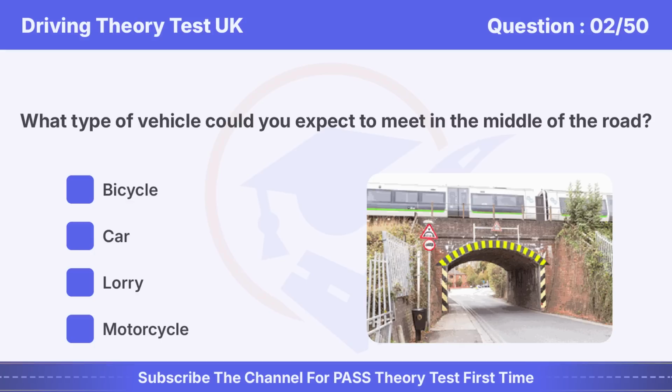Question 2. What type of vehicle could you expect to meet in the middle of the road? Option A, bicycle. B, car. C, lorry. D, motorcycle.